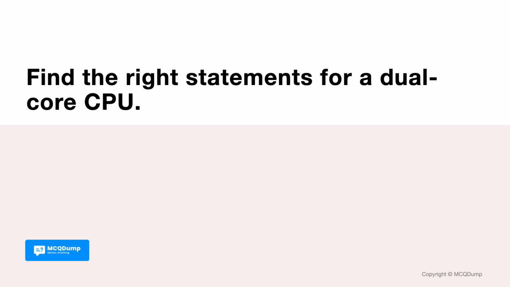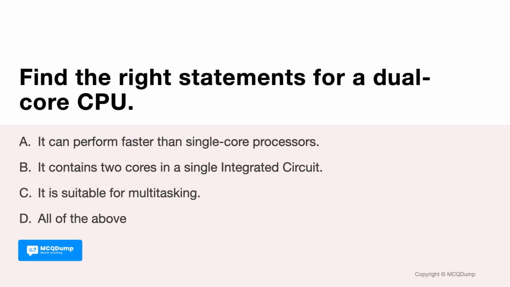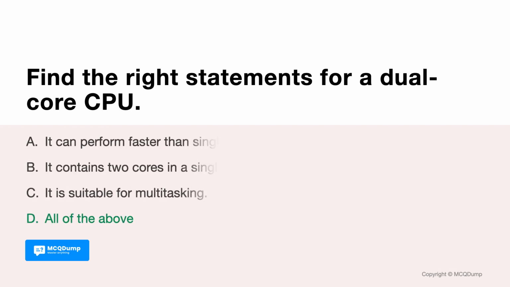Find the right statements for a dual-core CPU. Options are A. It can perform faster than single-core processors. B. It contains two cores in a single integrated circuit. C. It is suitable for multitasking. And D. All of the above. Answer is D. All of the above.